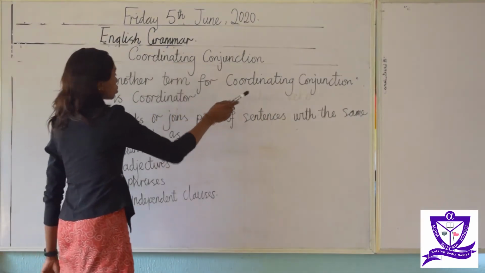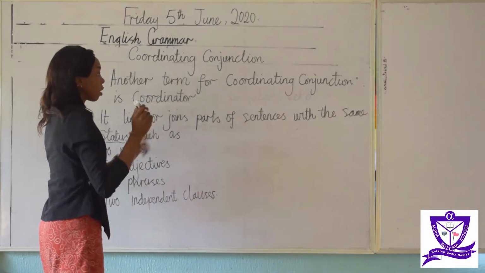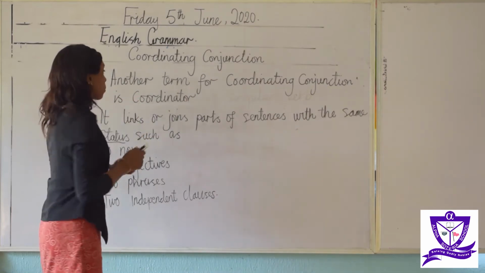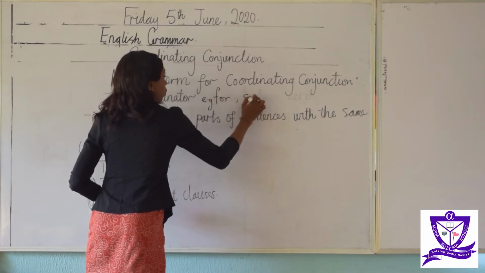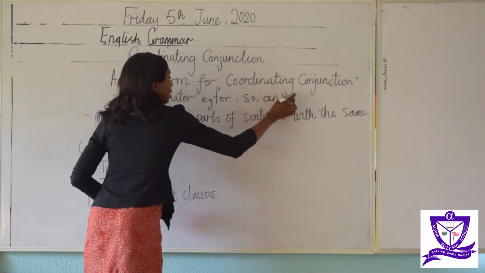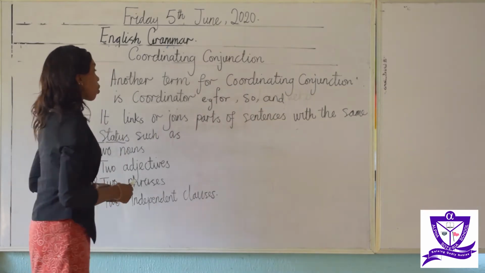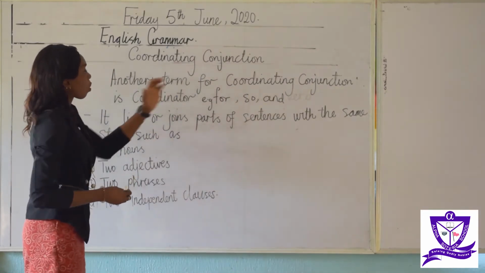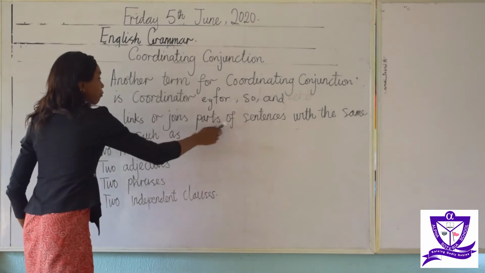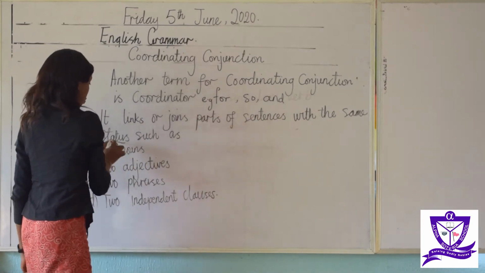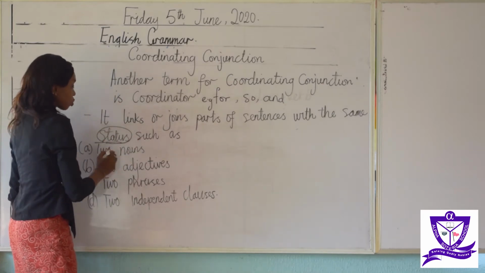Another term for coordinating conjunctions is coordinators. Let's look at examples. We have for, so, and. And these are coordinating conjunctions. Now when we say what coordinating conjunctions do, what do they do? They link or join parts of sentences with the same status. Same status, such as two nouns.